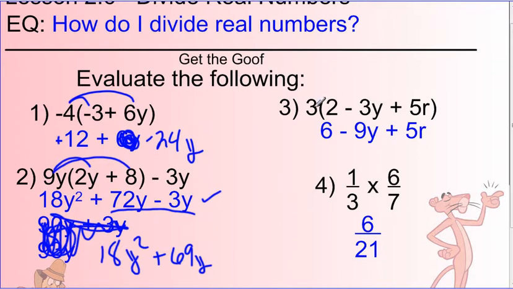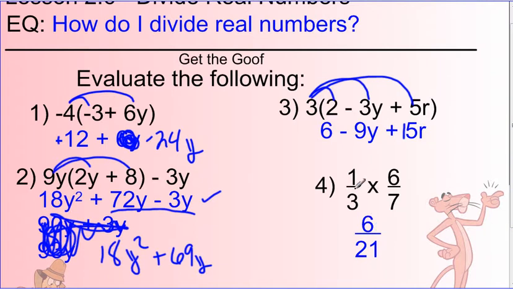Number 3, 3 times 2 is 6. 3 times negative 3y is negative 9y. 3 times 5r is 15r, not 5r, 15r. Nothing can be combined together, so that would be done.